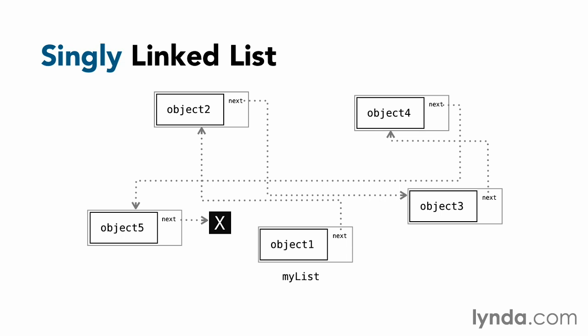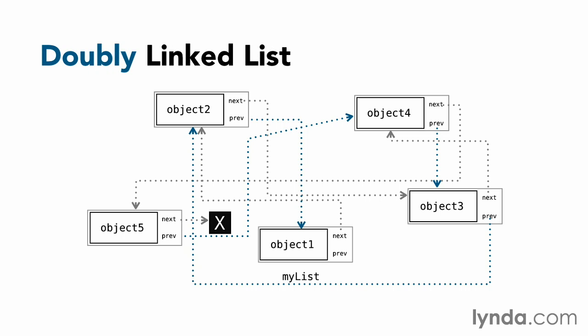But we can also have a doubly linked list. The difference here would be one more piece of information for each node. Instead of each node having a reference just to the next node, we add one more piece of data that it also has a reference to the previous node as well.